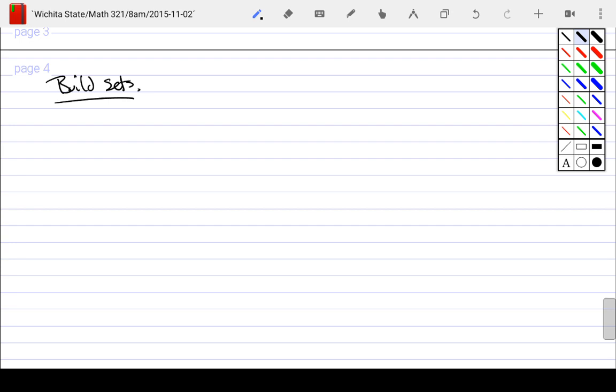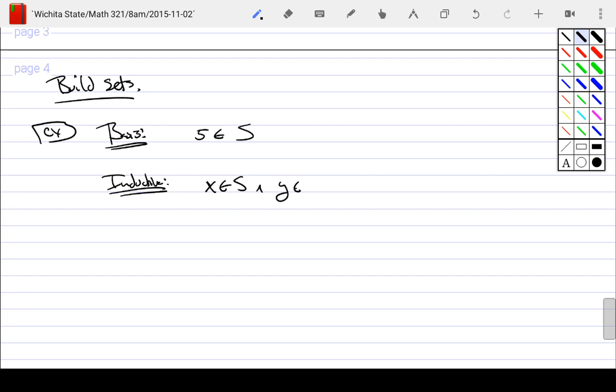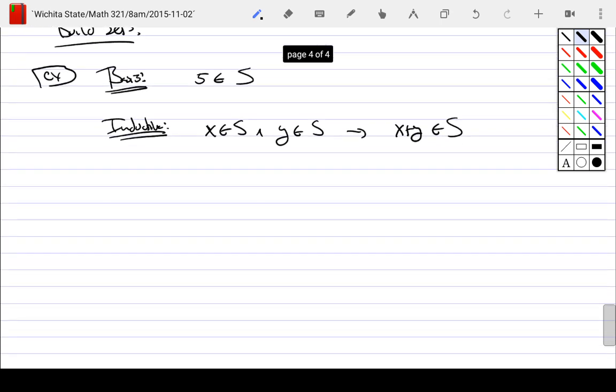So for example, let's say that for my basis, I start off with the number 5 as an element of my set. Then my inductive component is that if x is an element of your set and y is an element of your set, then x plus y is an element of your set. So it's telling me how to take elements and put them together and still stay within my set.